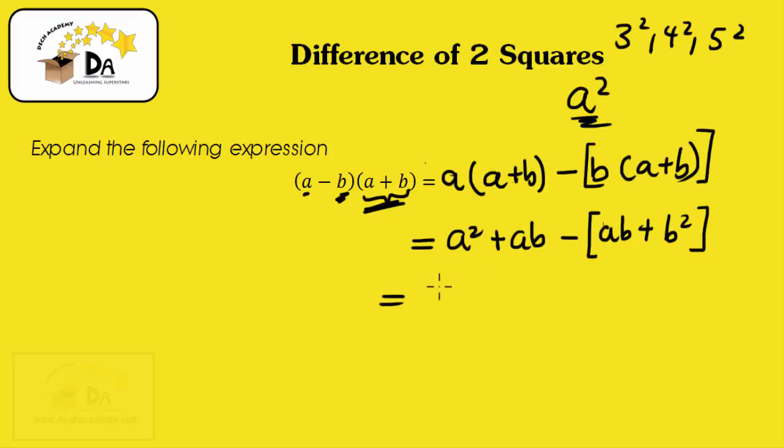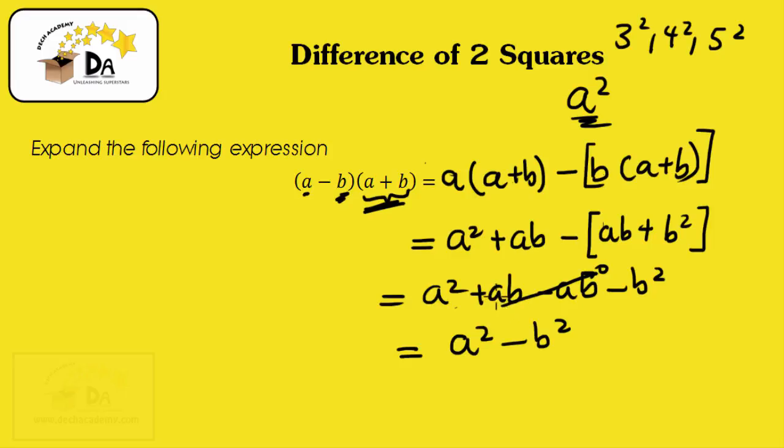So we have a squared plus ab, minus times ab is minus ab, minus times plus b squared is minus b squared. So this gives a squared. ab minus ab is 0, so this cancels out. So we have a squared minus b squared. Let me say that again: plus ab minus ab is 0, so the plus cancels too, which leaves a squared and minus b squared. So we have a squared minus b squared.